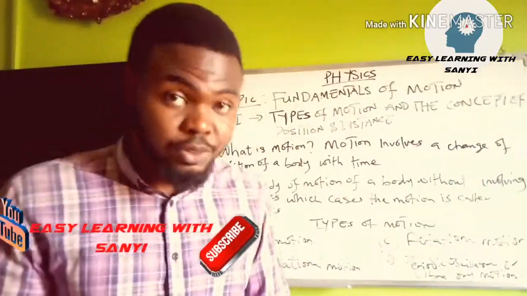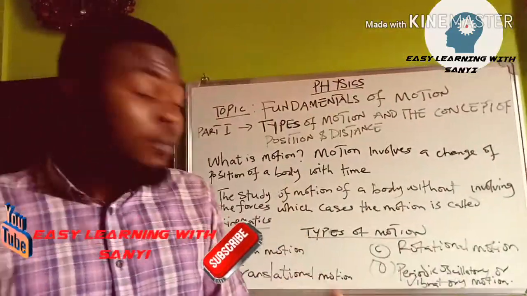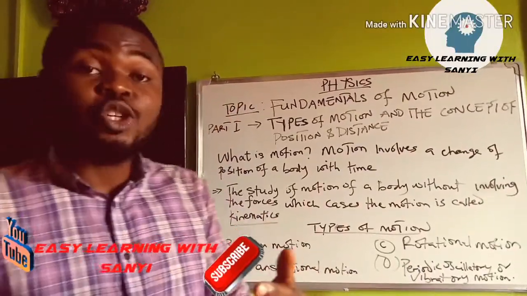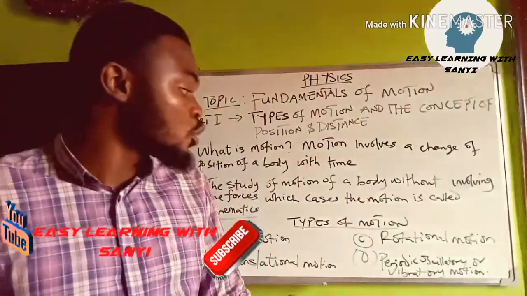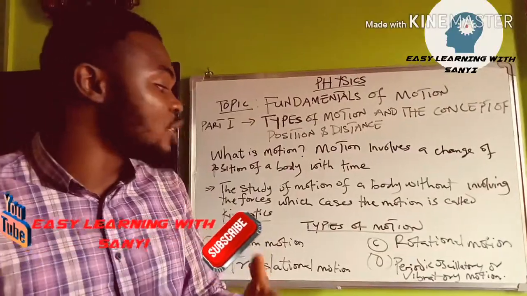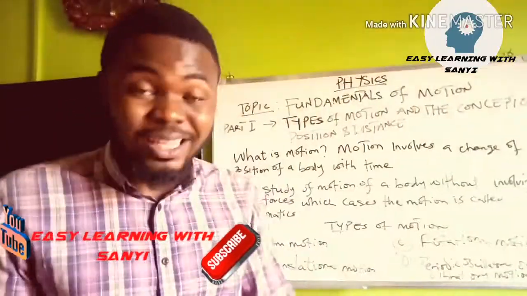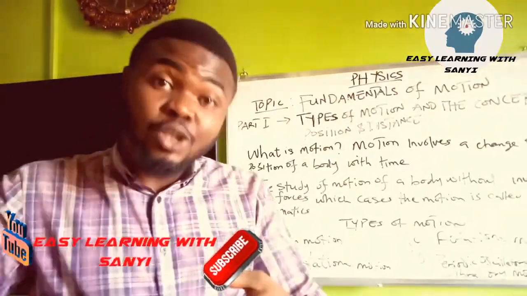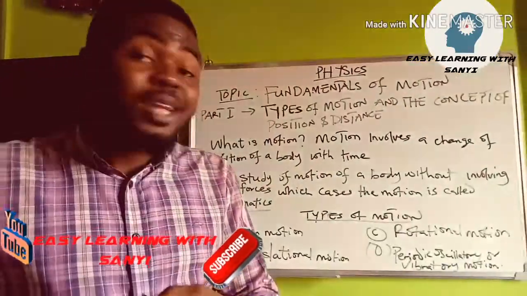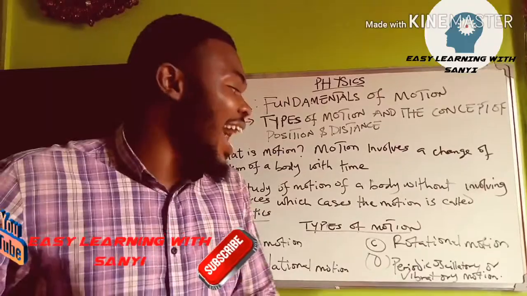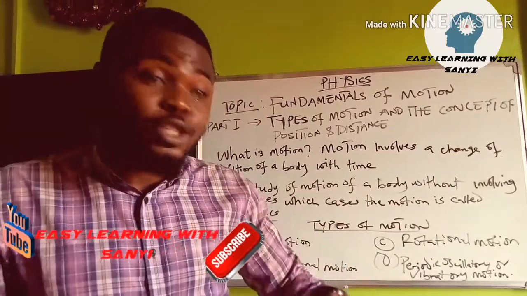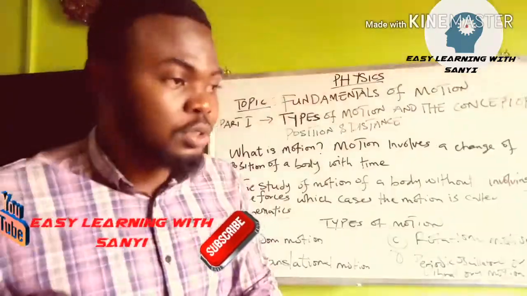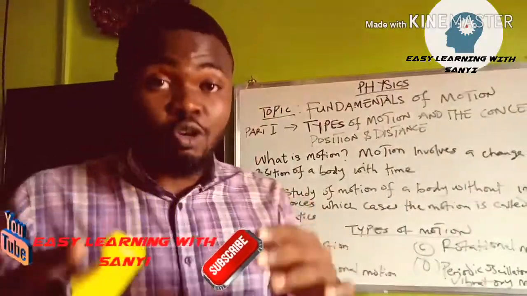Motion has 4 types. Now, we have the random motion, we have the translational motion, we have the rotational motion, and we have the periodic, oscillatory, or vibratory motion. Those are the 4 types of motion. Now let's go into random motion.